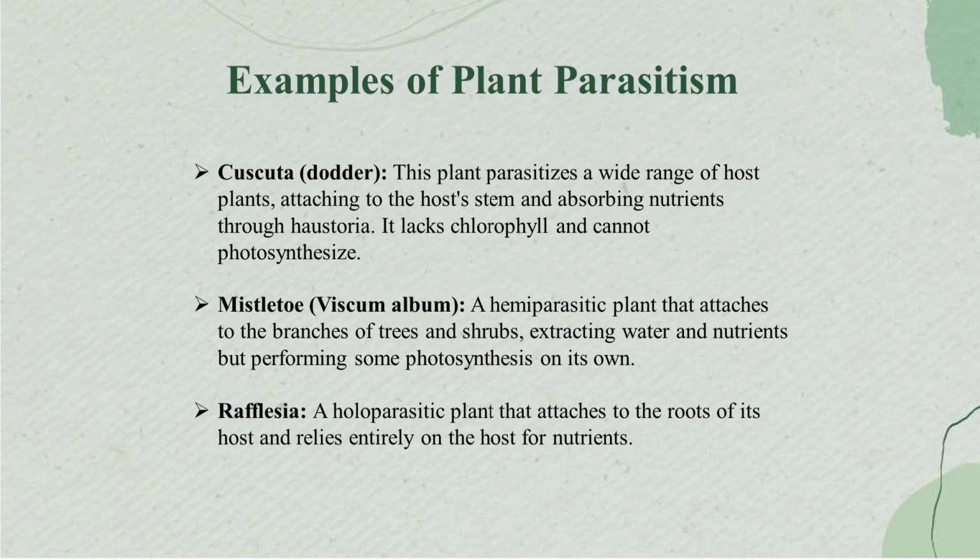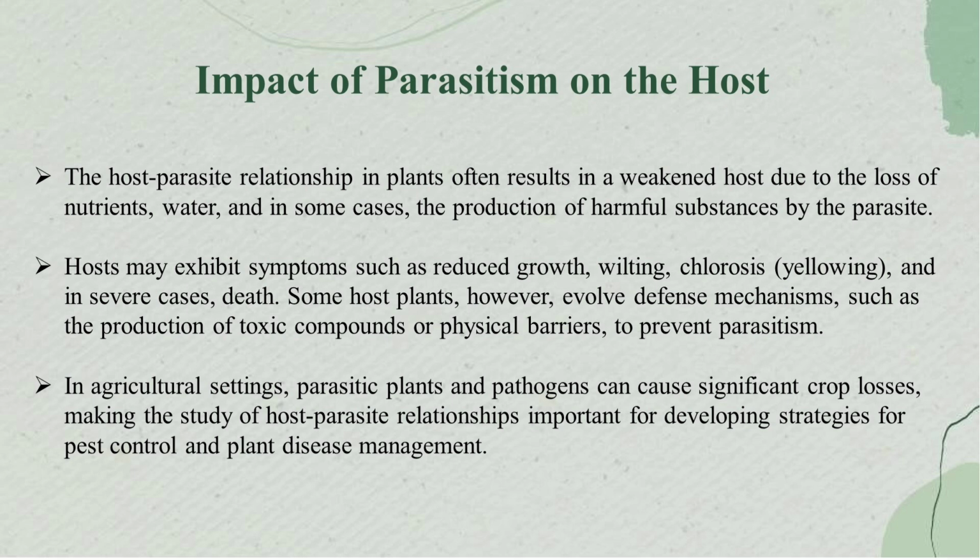Impact of parasitism on the host. Parasitism in plants weakens the host by stealing nutrients and water. Some parasites may also produce harmful substances. Hosts often show signs like reduced growth, wilting, chlorosis, and in severe cases, death. Some plants develop defenses like toxic chemicals and physical barriers to fight off parasites. In farming, parasitic plants and pathogens can cause big crop losses, making it crucial to study this relationship to improve pest control and manage plant diseases.